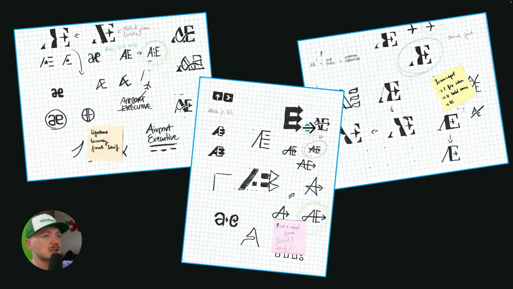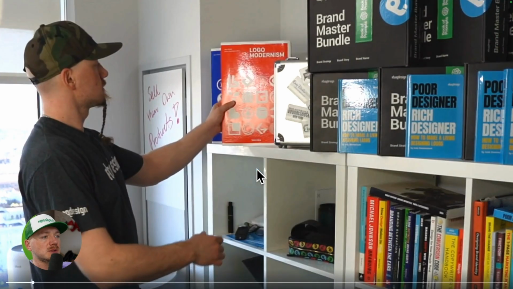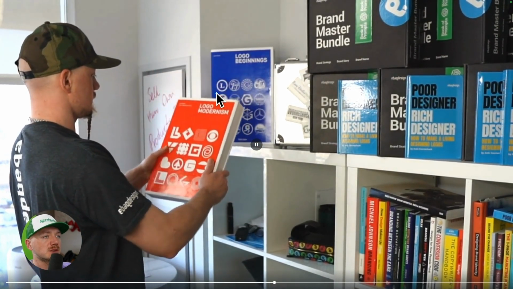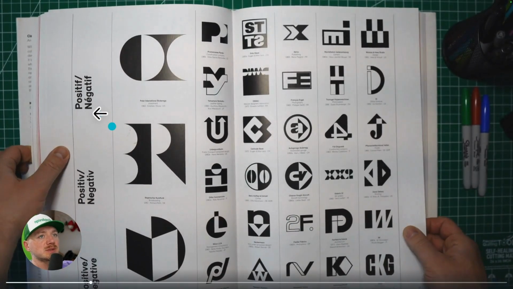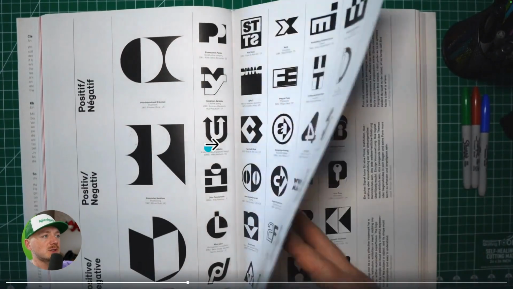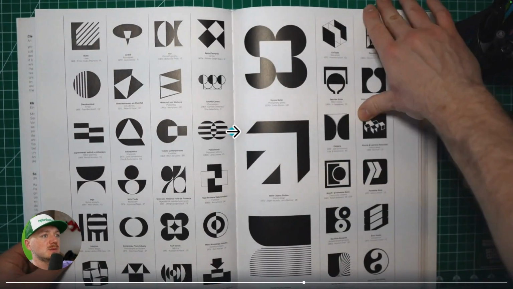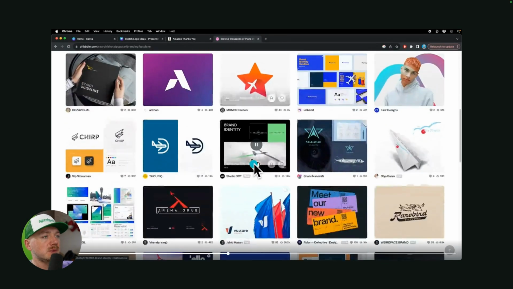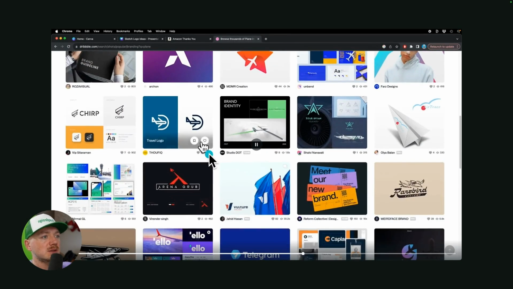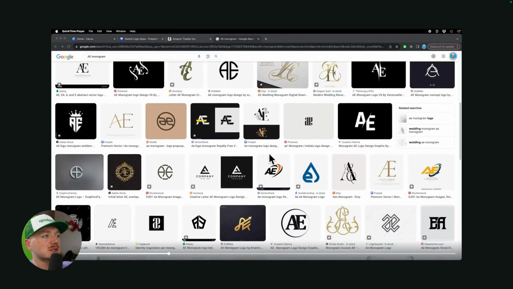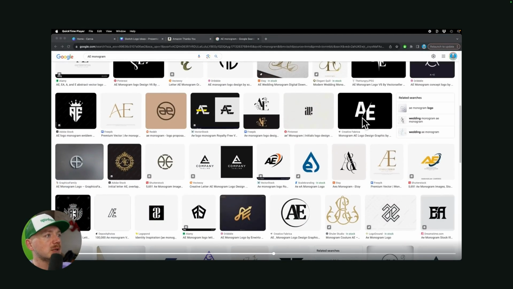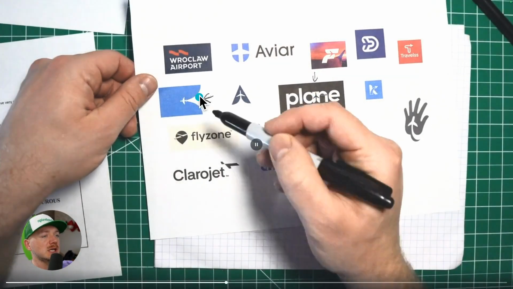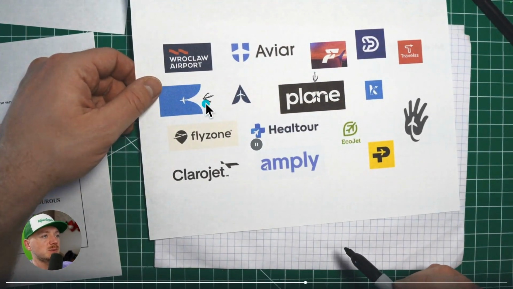Basically, I just sketched a lot of ideas, but before that, I used the Logo Modernism book for some inspiration, and there is actually a positive, negative category, so you can find some inspiration right there. You can also go to Dribbble, have a plane in the negative space right there. I also went to Google Images, I typed in AE monogram, and I tried to combine both. So I printed out those ideas and I actually used this image for inspiration.